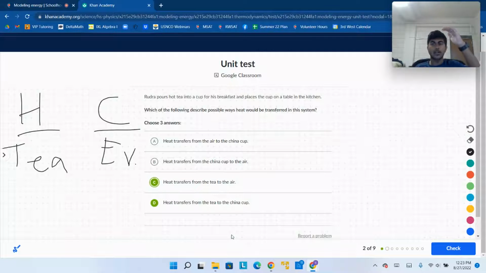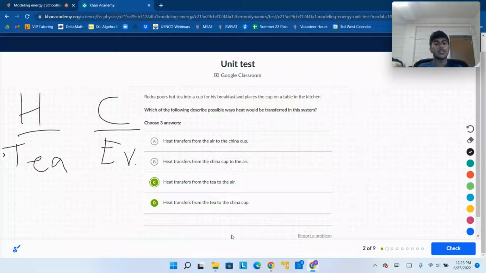Tea is hotter than the air, so it transfers to the air. Then we have our other two heat transfers: from the air to the china cup and from the china cup to the air. Okay, let's see. So which way would it go? Which is hotter, the air or the china cup? We have to think about which one is hotter.